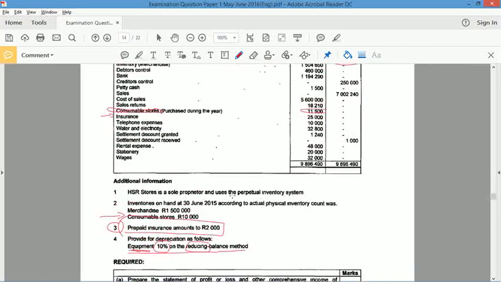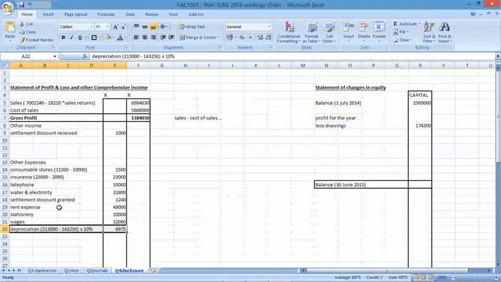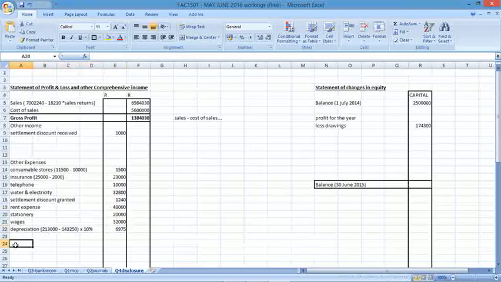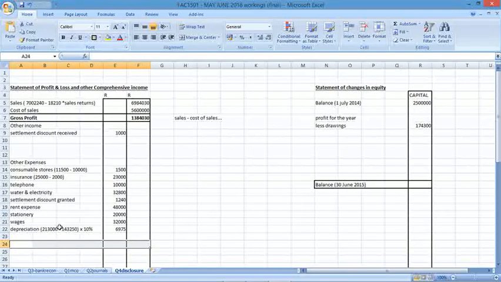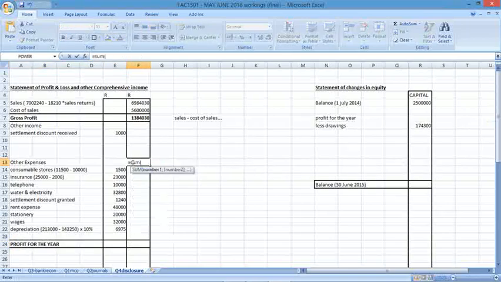All you need to do now is total up. If I'm totaling up, I'm obviously going to add and subtract, and I'm going to land up with a profit for the year figure. So for expenses, I need to sum up all of these figures, and that gives me all my expenses. Just remember UNISA is going to want you to show this as a negative.